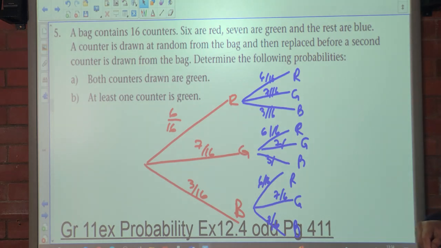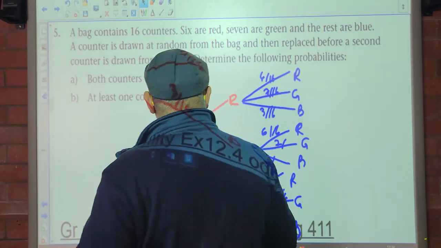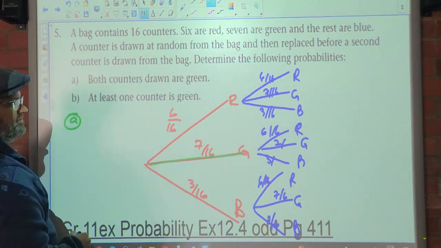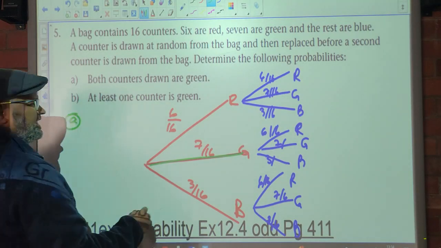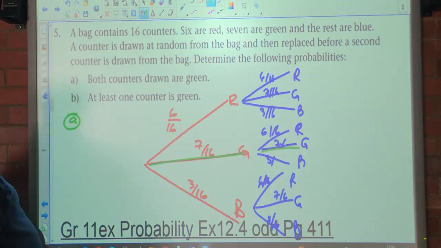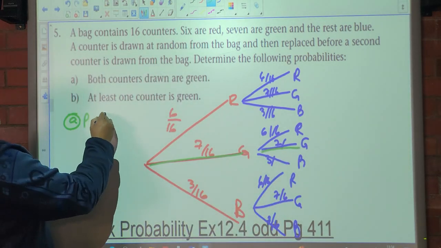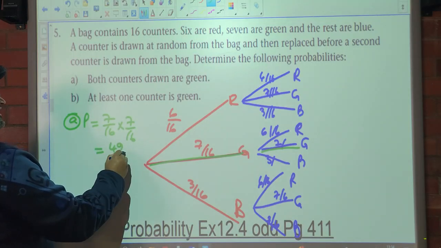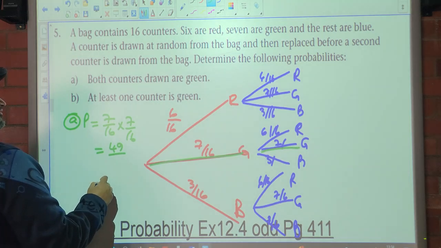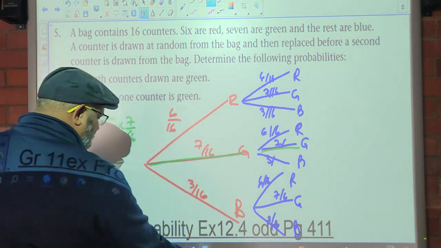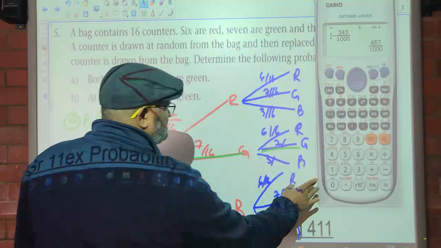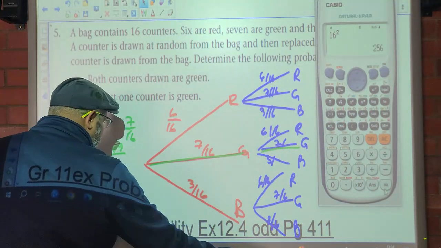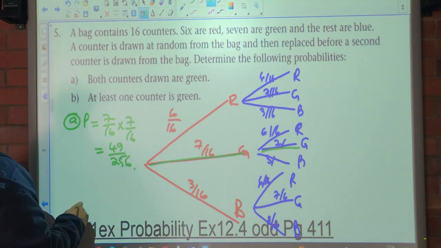Determine the following probabilities. Both counters are green. Both counters are green. So, it's going to be 7 out of 16 multiplied by 7 out of 16. Can you see that, people? The probability is going to be 7 out of 16 times 7 out of 16. Which is 49 over 256, which is 16 squared. That was a way off, no?